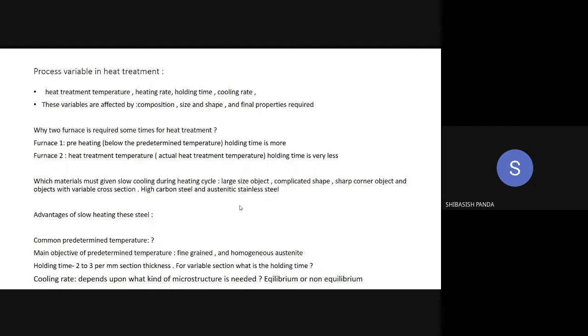Can anybody tell me why, if there is a large object, the heating rate should be slow? Just imagine you have a very large object, the thickness of the object is very large, and you are heating at a very fast rate. What will happen? So the core will not go to complete conversion. No, just listen. The question is why a slow heating rate is required for a large size object.